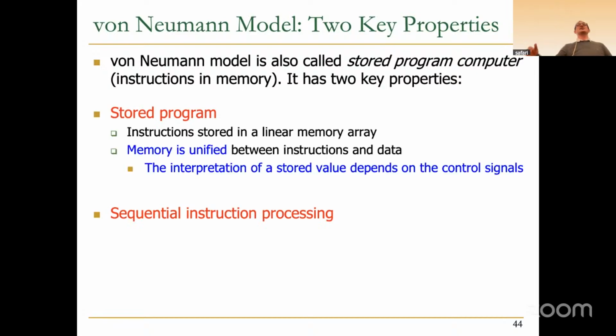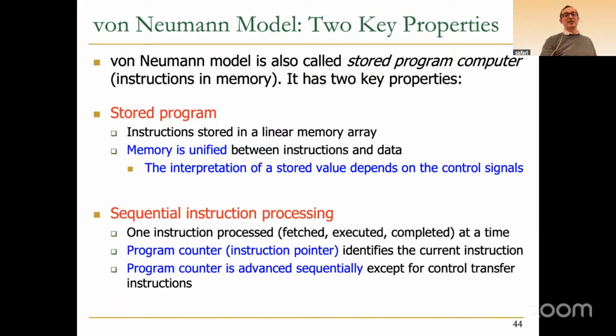So essentially, stored program means instructions are stored in memory in a linear array. Memory is unified between instructions and data. So there's no distinction, basically, in memory between instructions and data. The interpretation of a stored value depends on the control signals, whenever the processor is accessing memory, in what part of the instruction cycle, as we will see soon. Okay, this may be difficult to understand right now, but it'll become clear soon, hopefully.